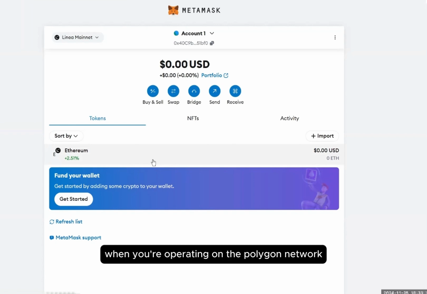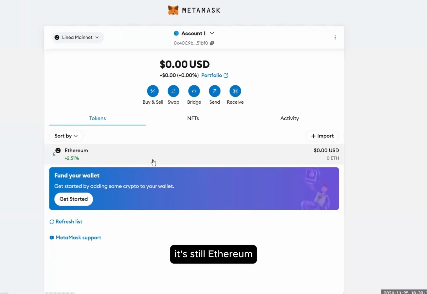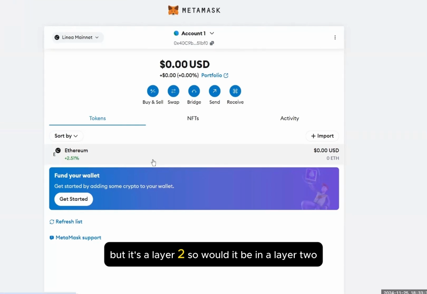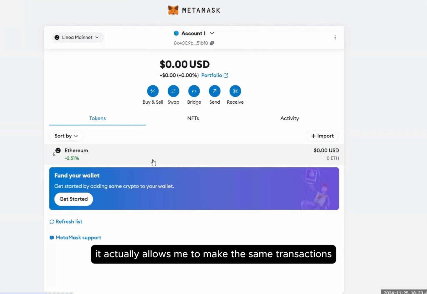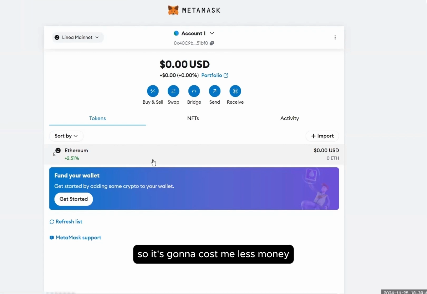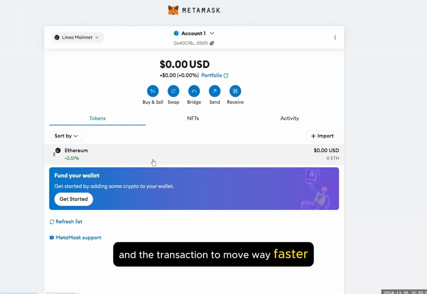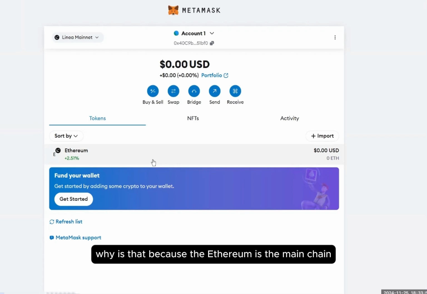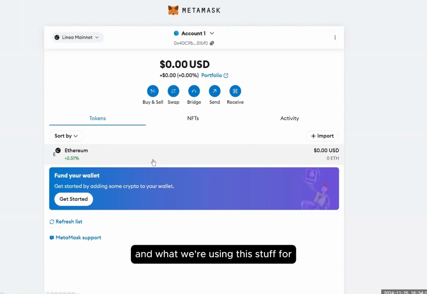So for example, when you're operating on the Polygon network, it's still Ethereum, but it's a layer 2. So with it being a layer 2, it actually allows me to make the same transactions I would have made on the Ethereum network, but it lets me make them way cheaper. So it's going to cost me less money and the transaction moves way faster. Why is that? Because Ethereum is the main chain, so it can get congested. I don't want to get too far into that right now, because I want to keep everything simple so we understand the overall reason why we're here and what we're using this stuff for.